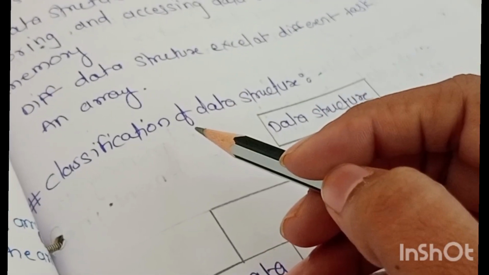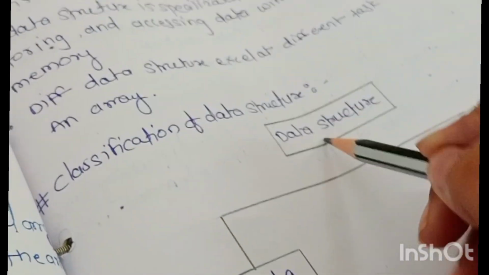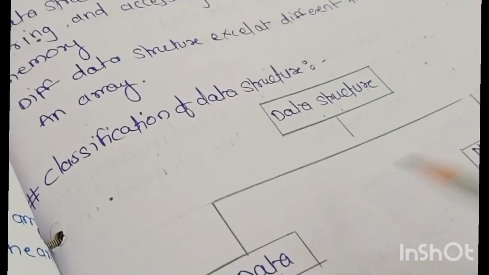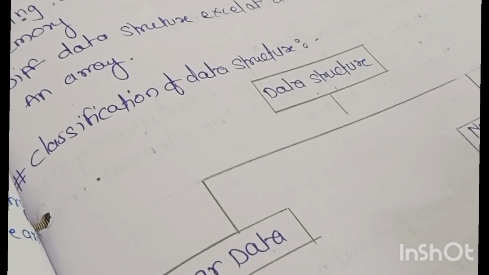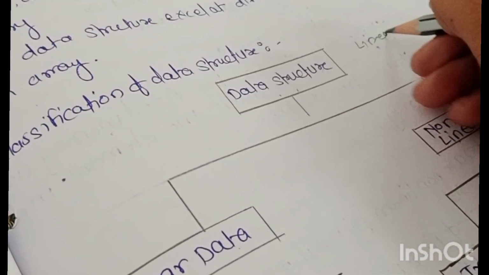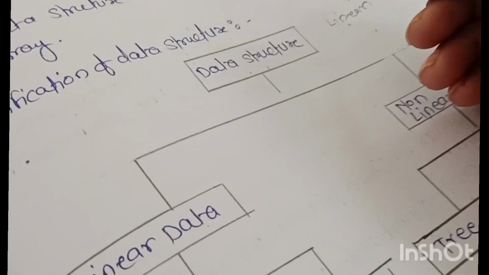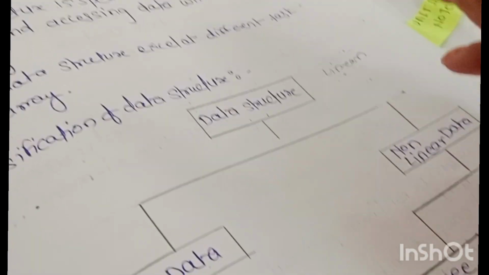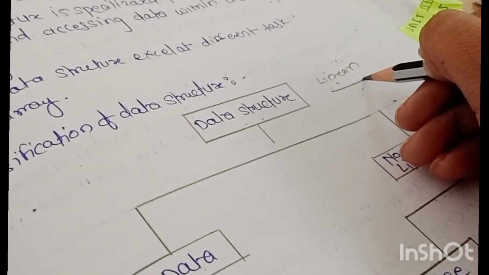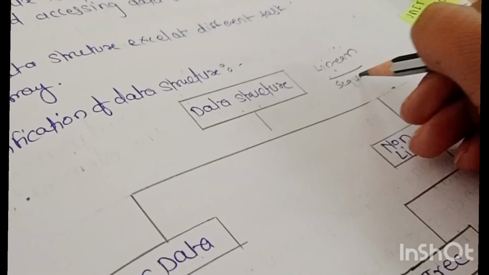After the data structure, we have to know the classification of data structure. There are two types of classification. First is linear data and second is non-linear data. Linear data means when we create or store data, it is in a linear way, or in a sequential way.